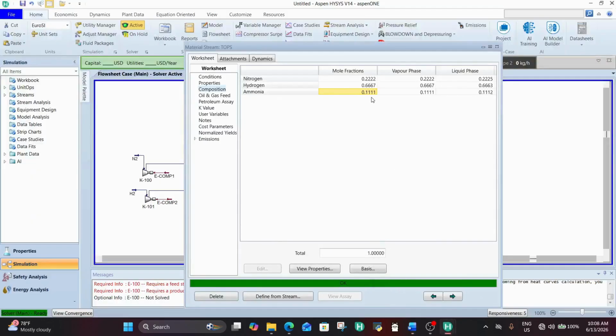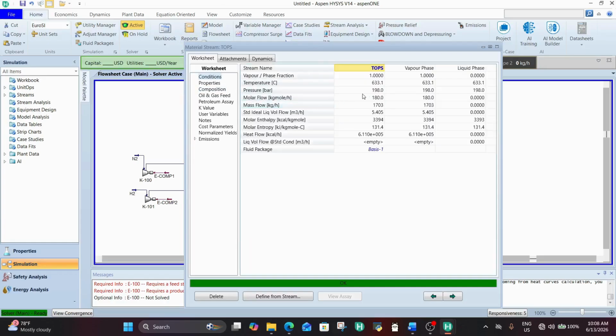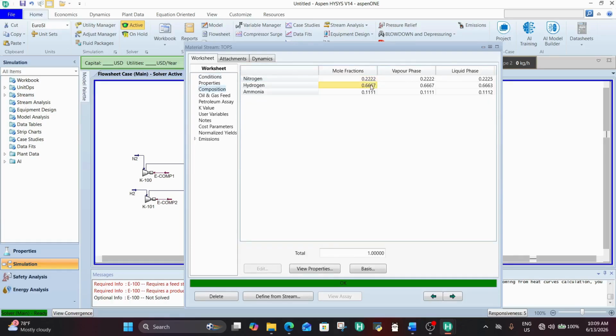Firstly, this is our mole fraction, remember, not our molar flow rate. So we need to do the math. 0.1111, which is 11%, times our total flow rate, which is 180. That gives us 19.998 kilogram mole per hour. So approximately, yes, we're there, but why not? Let's recycle the unreacted and see if we can produce more ammonia.